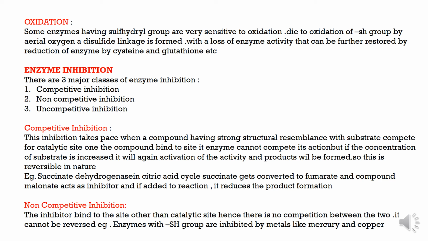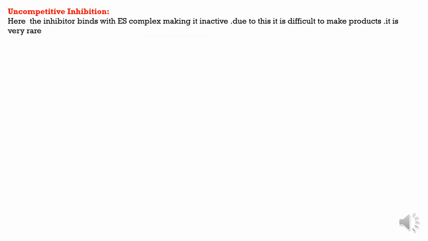In non-competitive inhibition, the inhibitor binds to a site other than the catalytic site, hence there is no competition between the two. It cannot be reversed. Enzymes with SH groups are inhibited by metals like mercury and copper. And uncompetitive: here the inhibitor binds with the enzyme-substrate complex and makes it inactive. Due to this, it is very difficult to make products, but this kind of situation is very rare.